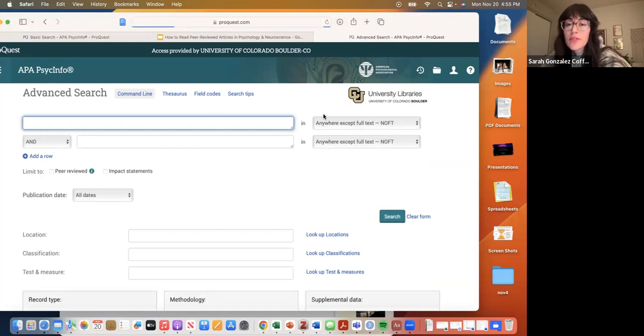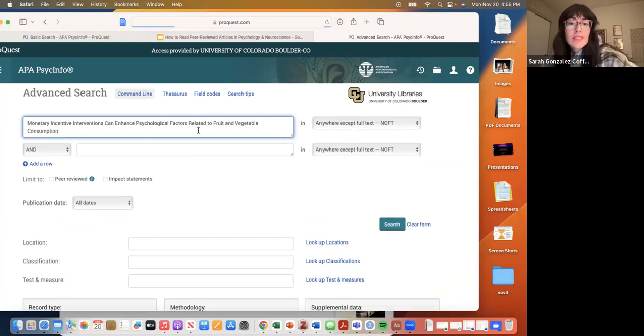Normally it'll prompt you to log in, but I did that before coming here. So your login information is just your identity key through CU. And I'm going to go ahead and paste in the title. So you'll notice here I went to advanced search. That just gives you more options for searching, filtering, deciding what information this should pull from.